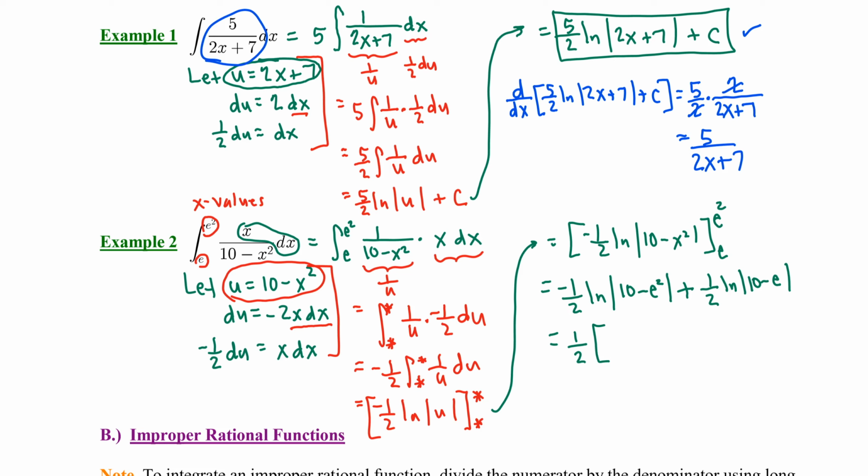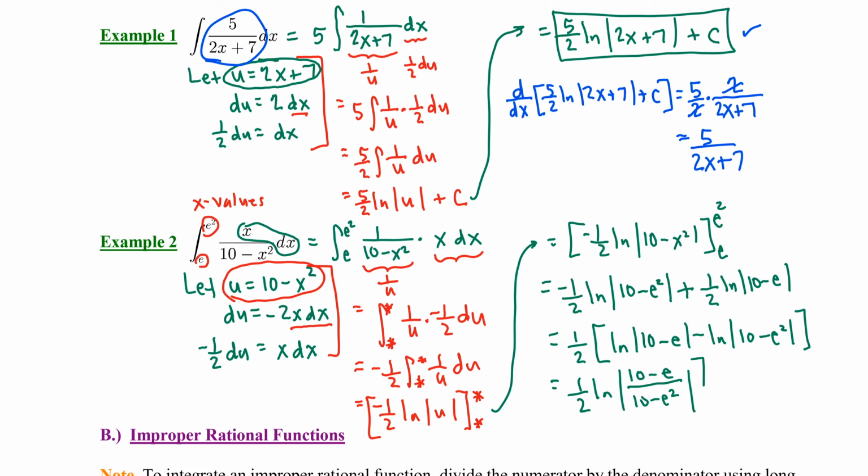So I'm going to rewrite this as the natural log of 10 minus e minus the natural log of the absolute value of 10 minus e squared. Again, I'm just switching the terms there so that I can lead with the positive. Now, the difference of two logarithms can be condensed into the logarithm of the quotient. The first argument goes in the numerator, and the second argument goes in the denominator. So there we have the exact evaluation of our definite integral.